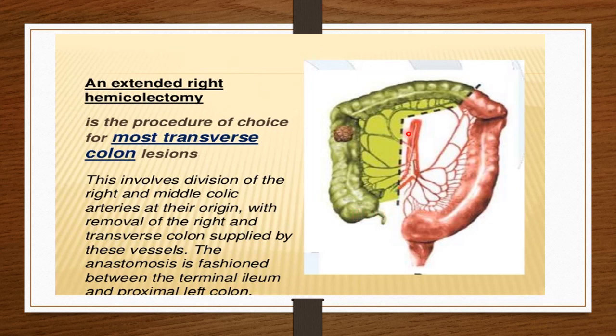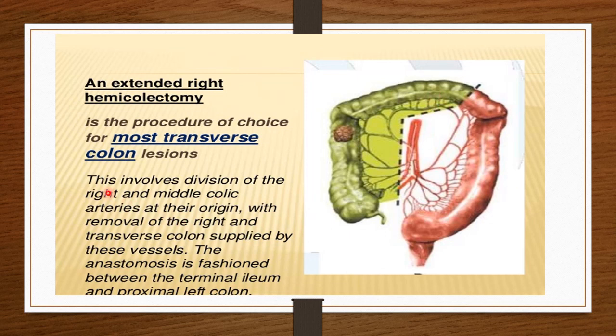And this involves division of the left branch of the middle colic artery. It supplies the distal transverse colon. Okay, this is a procedure of choice for most transverse colon lesions, which are rare. So any lesions, especially tumor in this area, you have to do an extended right hemicolectomy.